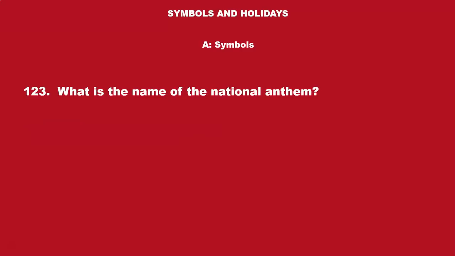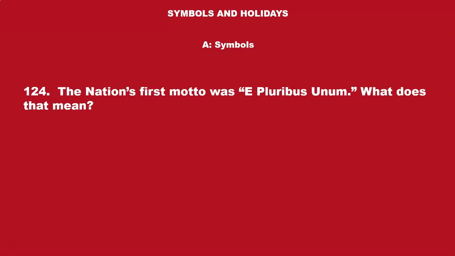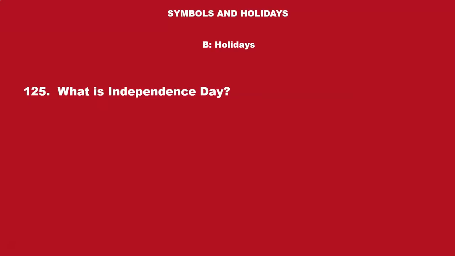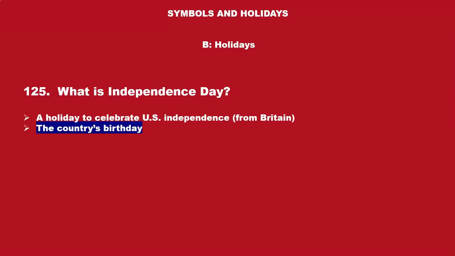What is the name of the national anthem? The Star-Spangled Banner. The nation's first motto was E pluribus unum. What does this mean? We all become one. What is Independence Day? The country's birthday.